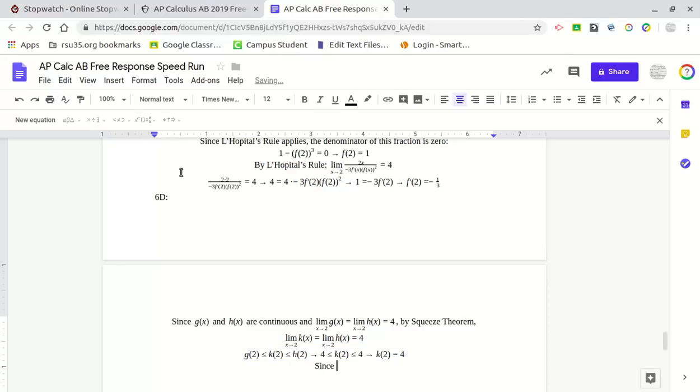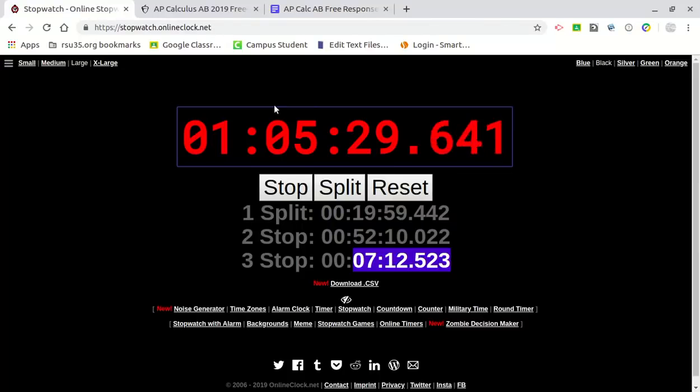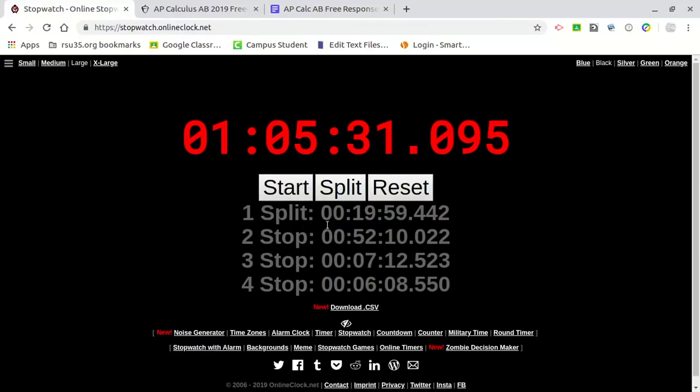So, since the limit as x approaches 2 of k of x equals k of 2, that's the definition of continuity, so k of x is continuous at x equals 2. And we are done. Okay, so I'm ignoring this one because this was me trying to figure stuff out.